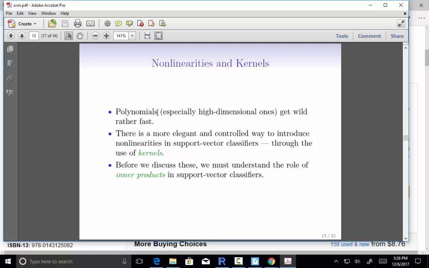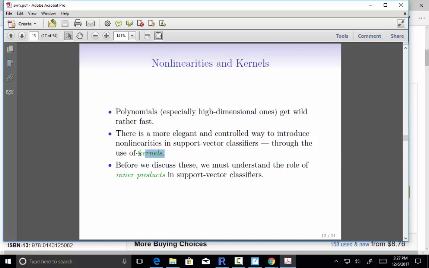Behind the scenes, under the hood, so to speak, in the program that you run, if you ask for nonlinear SVM, you won't generally end up working with polynomials. Even though polynomials are easier to visualize, I can write beta 0 plus beta 1 and so on, I can see the squares. They can be computationally challenging, so the authors call them wild. There's a better way to achieve basically the same thing.